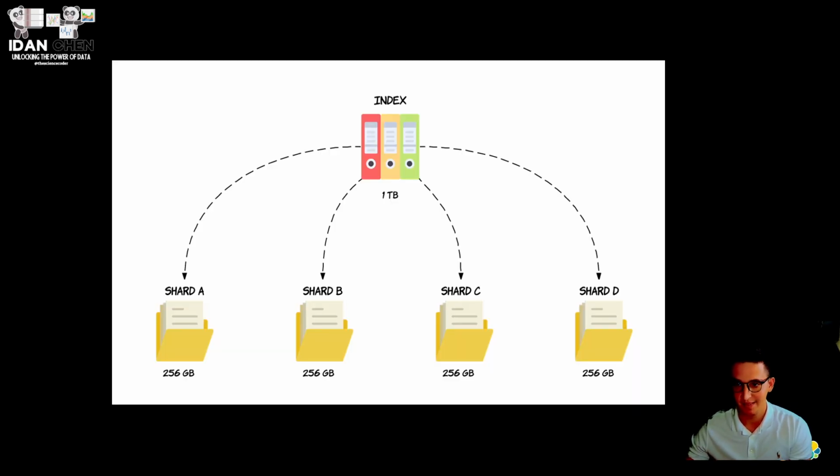Here we have an index. The index contains 1 terabyte of documents, divided into shards. In this case, we have 4 shards. Each shard, A, B, C, and D, contains the same amount of documents. Each shard contains 256 gigabytes of documents.